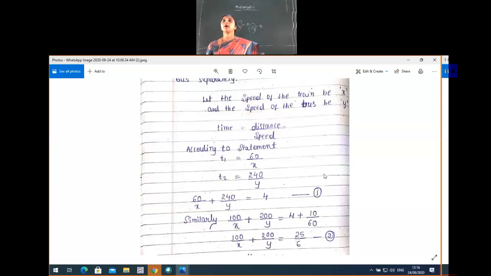Now we have to apply the same thing for the second statement. Once again, the second statement is similar. Here the speed of the train is x. She travels 100 kilometer. Clear? So 100 by x plus, here 200 remaining by bus, 200 divided by y. Now she takes 4 hours 10 minutes, so how to write that? 4 plus 10 by 60. So we are converting that.